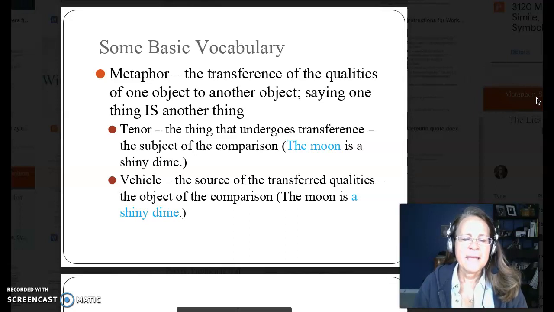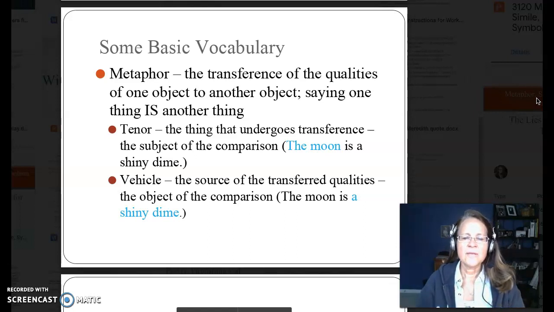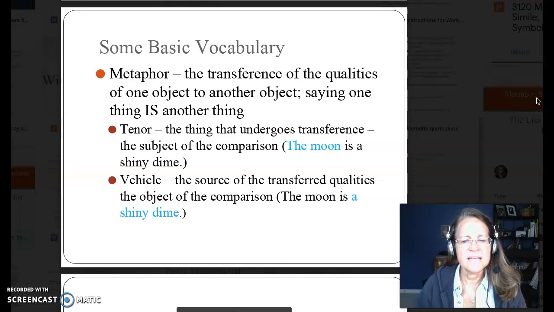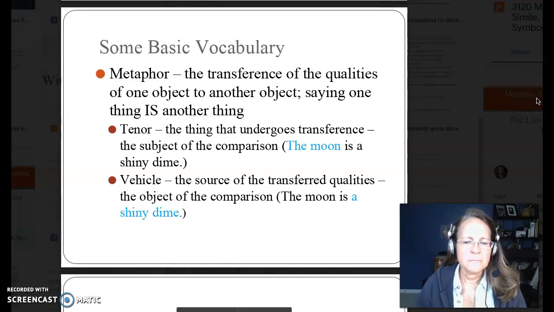So we have two terms for describing the two parts of the metaphor. Tenor refers to the thing that undergoes the transference, the subject of whatever comparison is being made. So in my phrase, the moon is a shiny dime high in the sky, the moon is the tenor. It is the thing that I'm describing, that I'm trying to help my reader visualize or perceive.